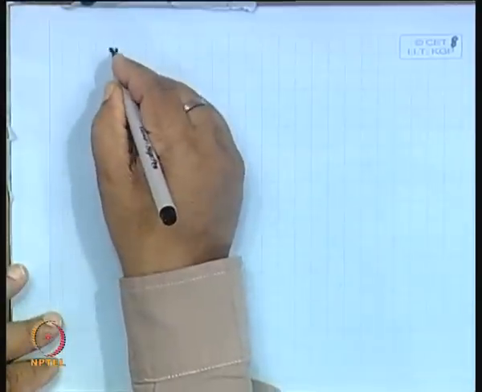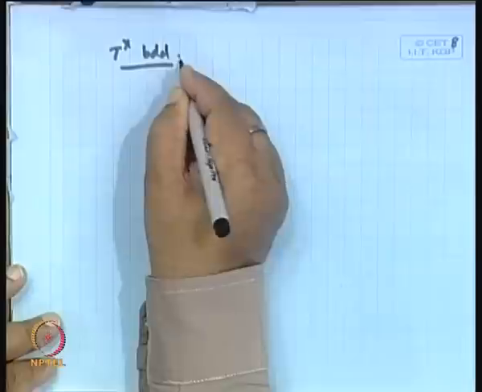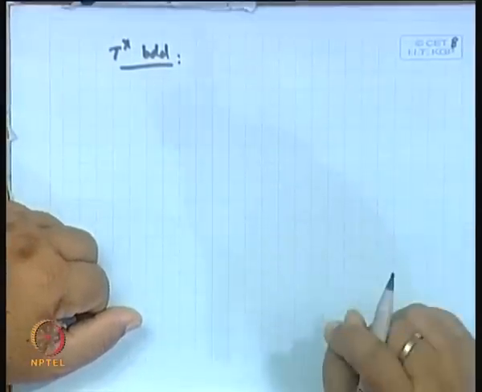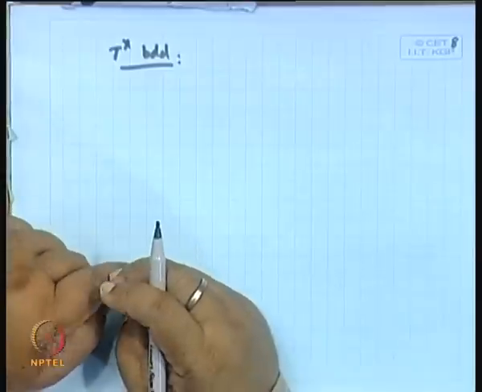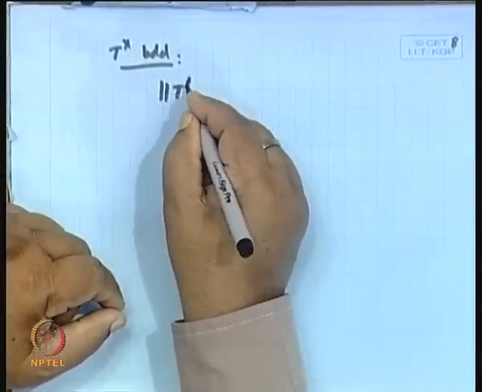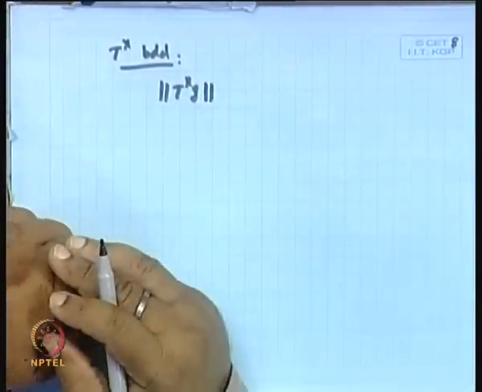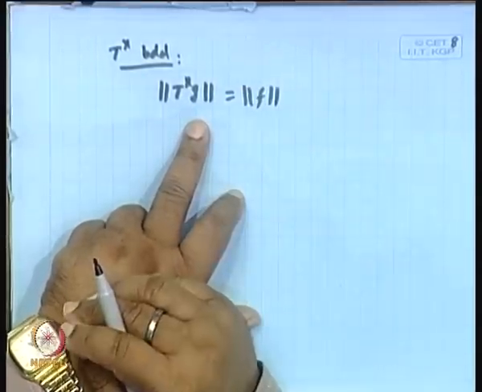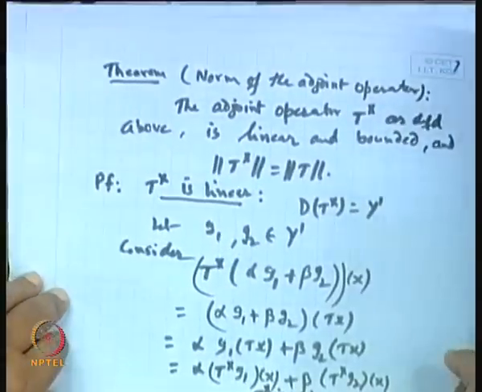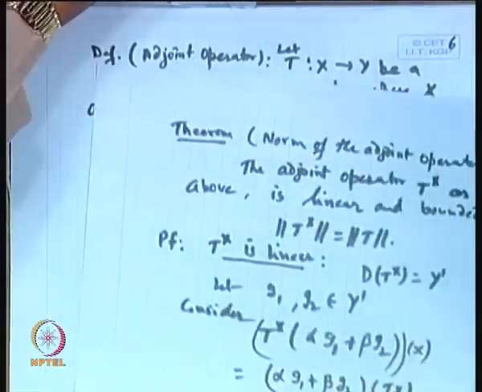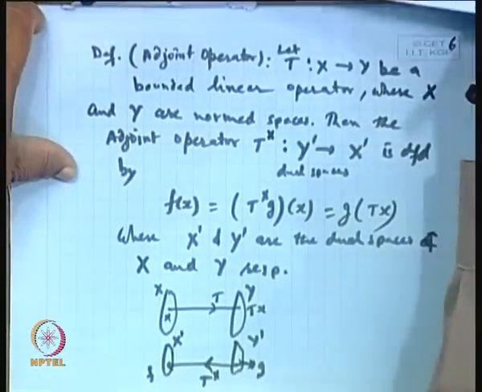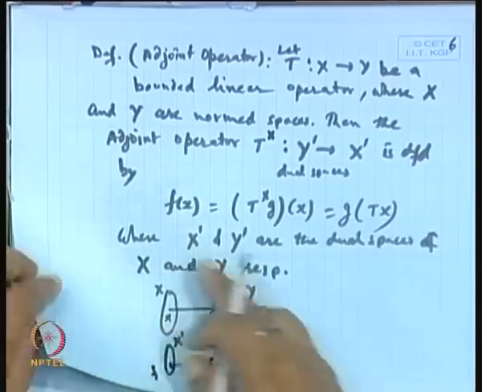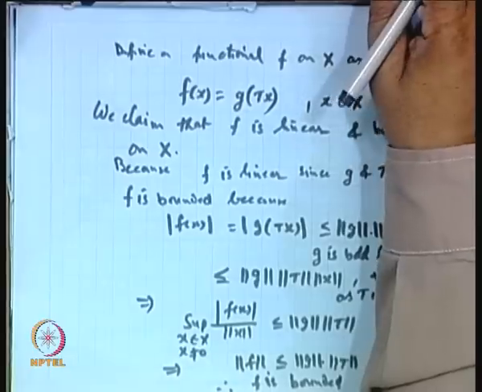Now, we wanted T cross to be bounded. Okay. Now, let us take this T cross G. T cross G is nothing but F, is it not? And for F we have proved one result, that the norm of F equal to the norm of G into T.